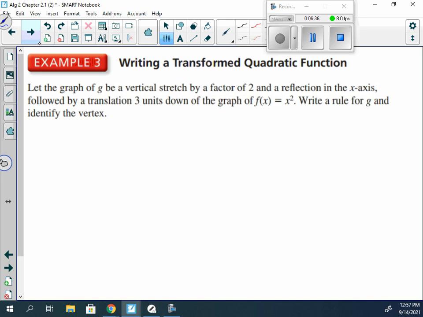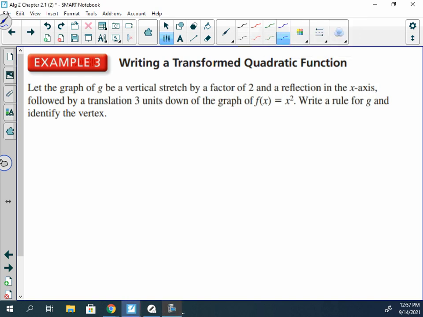Now, we're going to look at the first example of the day, this one right here. There are a few transformations. Let the graph of g be a vertical stretch by a factor of 2 and a reflection in the x-axis, followed by a translation 3 units down of the graph f of x equals x squared. Write a rule for g and identify the vertex. So when it says write the rule, really what it's saying is we're just applying the transformations.